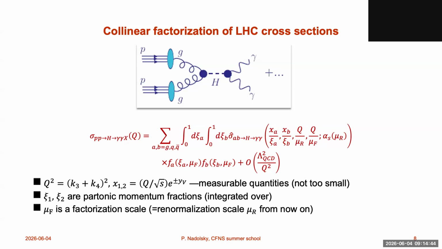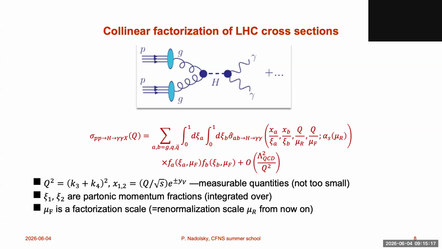But if you go beyond the leading order, you need to integrate over momentum fractions that come in. And so these momentum fractions, here it should be xi, they are partonic momentum fractions that are integrated over in general. At the lowest order, xi_a is equal to x_a, xi_b is equal to x_b. But at higher orders, we generally integrate over them.